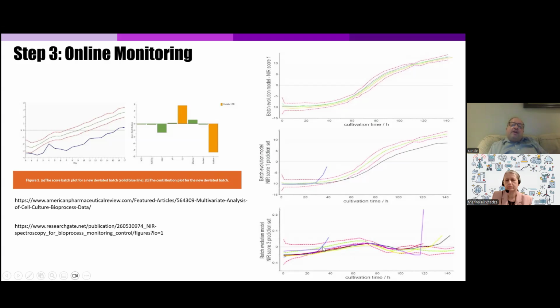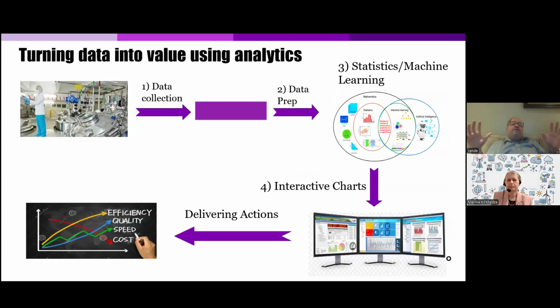Again, there is a third example that shows different batches. There is one batch where a deviation starts at around 35 hours. Another batch has a deviation that starts at around 120 hours. So there are different examples, and this is called online monitoring and real-time monitoring. So now we have all of these examples of the application. This is just a summary.